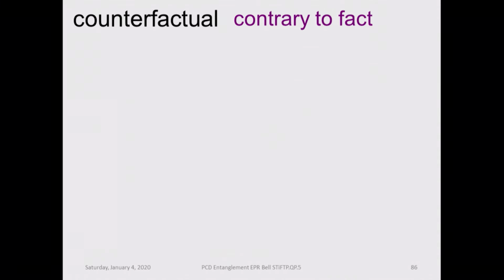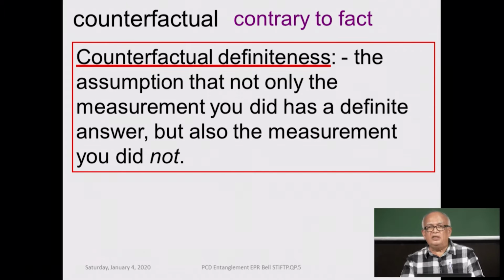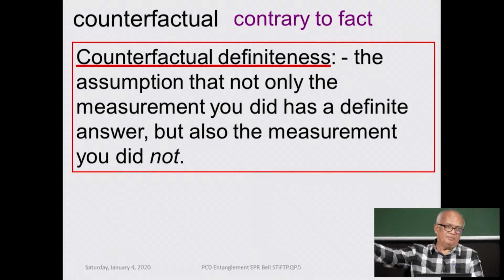So, let me remind you what a counterfactual theory is. We discussed this in our previous class. Counterfactual definiteness is the assumption that not only the measurement you did has a definite answer, but also the measurement that you did not. And this is what Ali was asking at the end of the previous class, that if you do not measure it, does it have a property? It does have a property in a counterfactual theory, but that does not automatically mean that nature accommodates that.